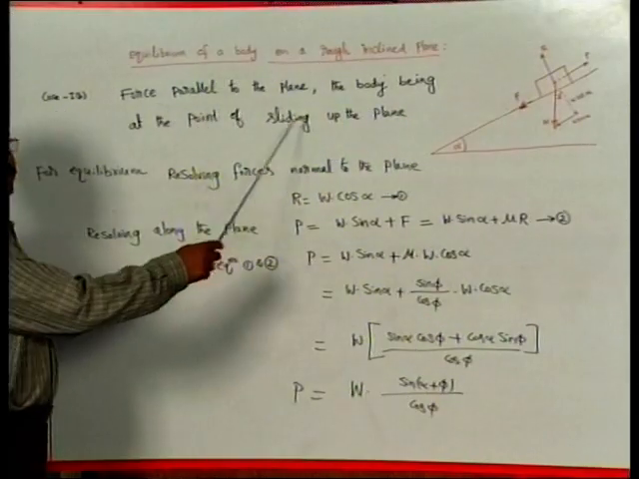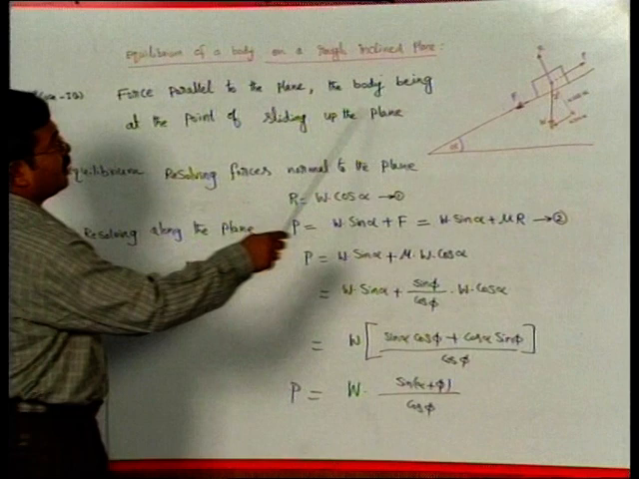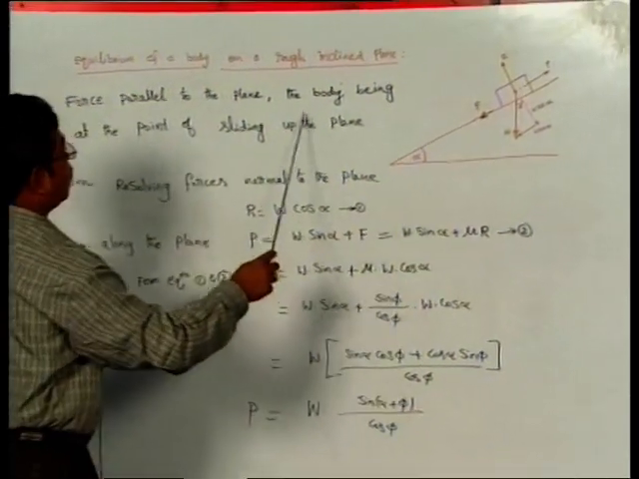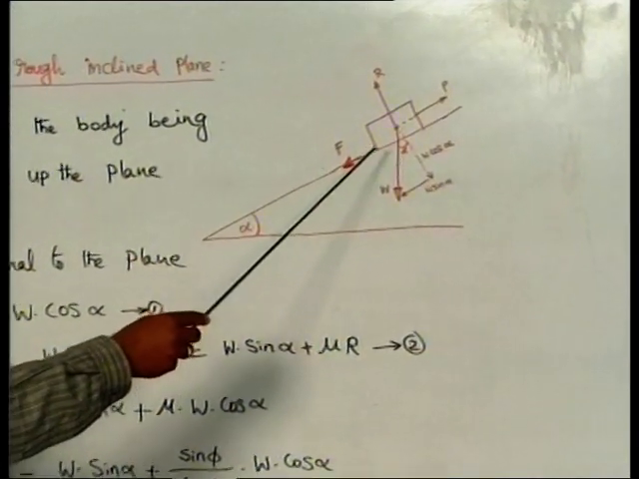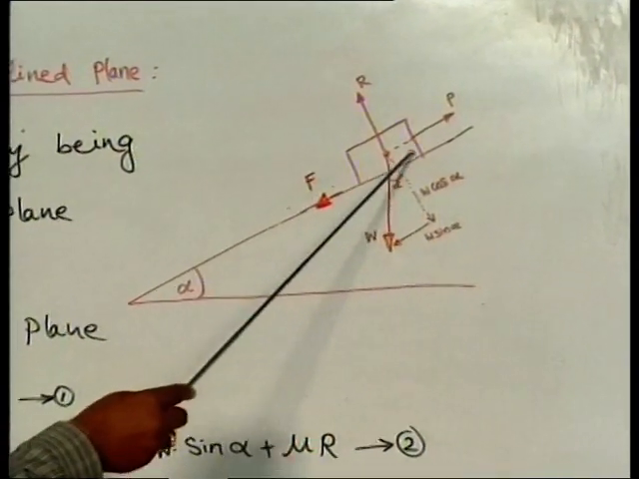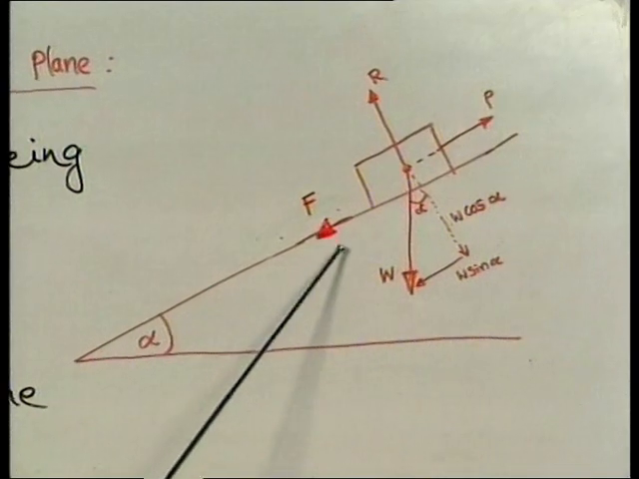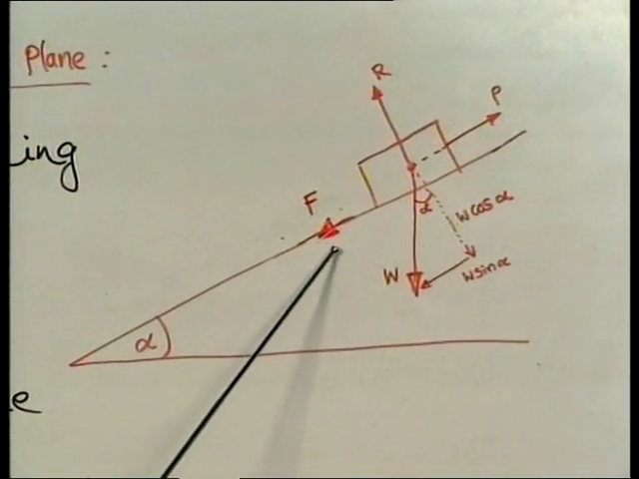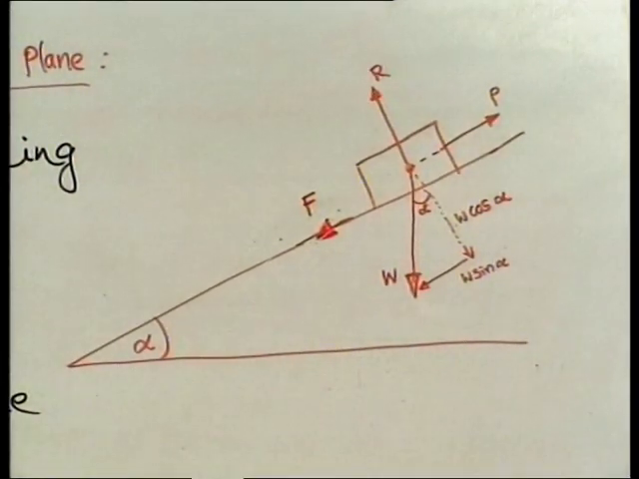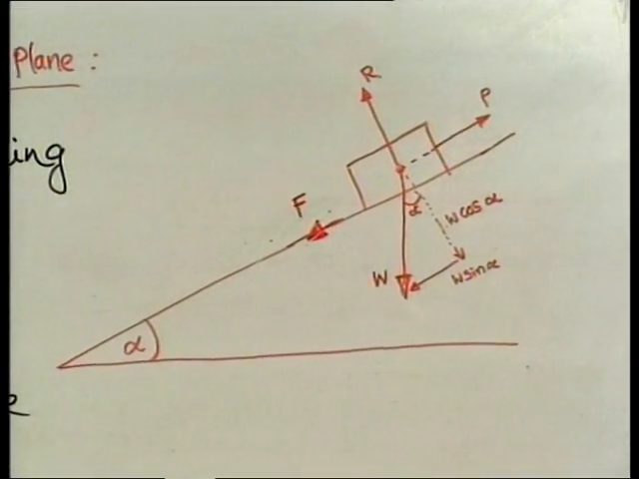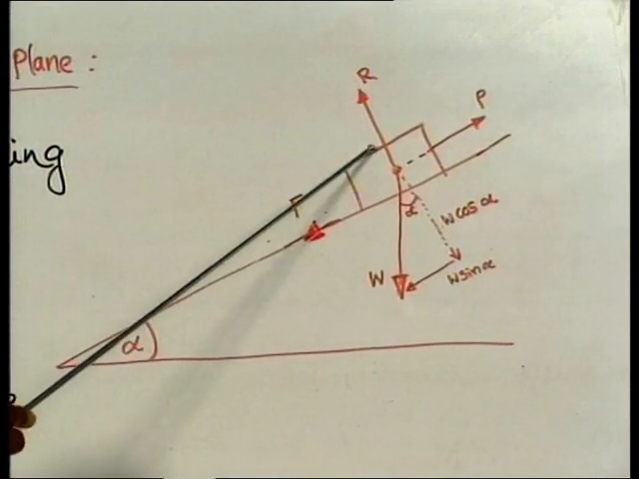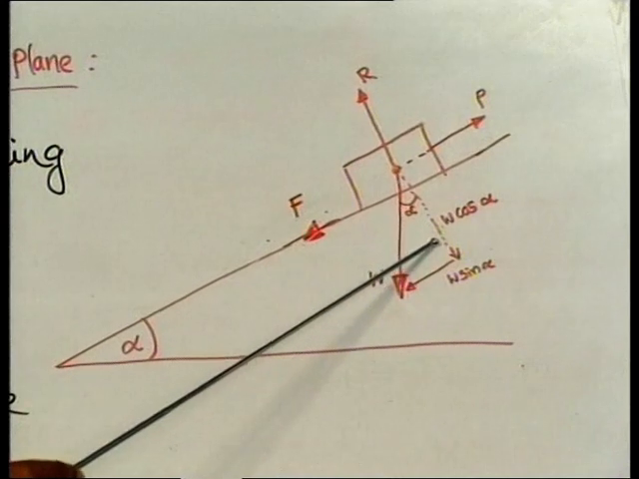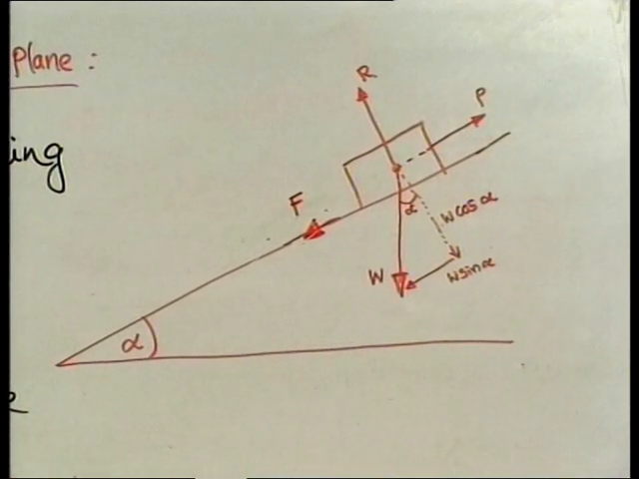In this case, now the force is parallel to the plane and the body is at the point of sliding up the plane. So, when the force is applied, the body is moving upwards, therefore the frictional force is acting in the opposite direction, that is like this. Again, for equilibrium condition, resolving all the forces normal to the plane, we have R acting upwards, R is equal to the downward force W cos alpha, equation number 1.